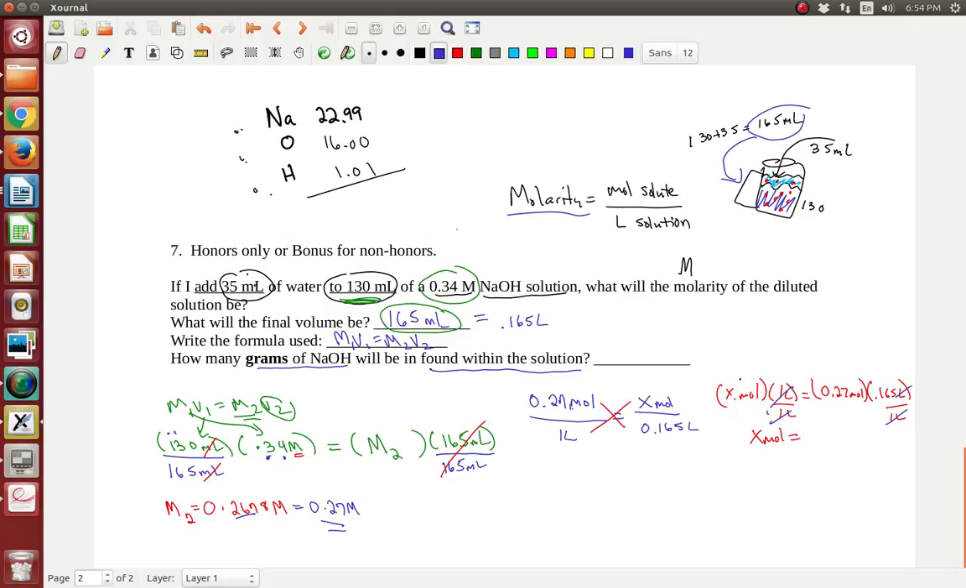All right, now I wrote this in here, and once we do our canceling, the liters on this side and the liters on this side, now we just have to do the multiplication, and it ends up being 0.04455 moles, because that's the only unit we did not cancel. And you really need to use units to make sure you're doing what you need to do.